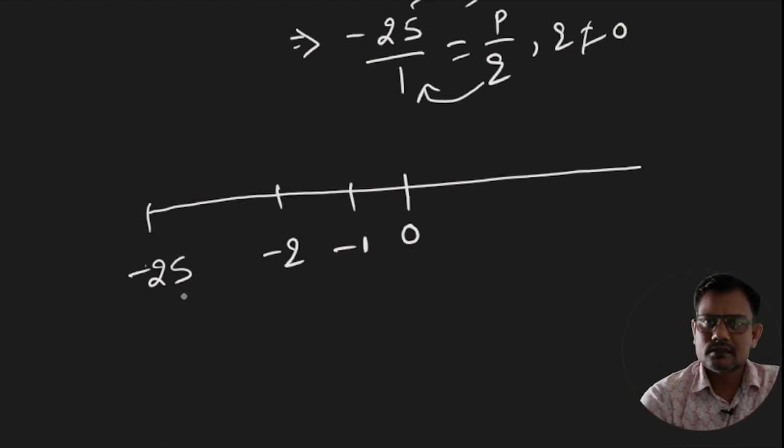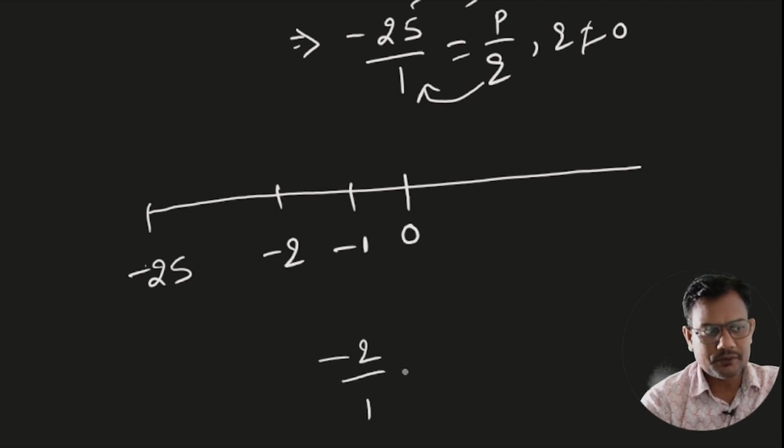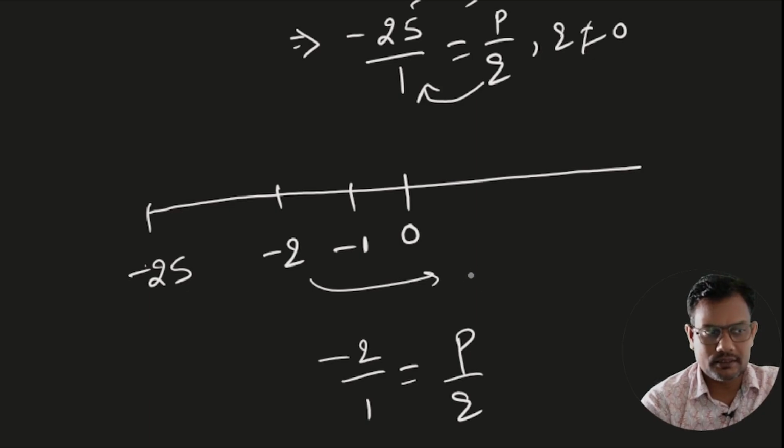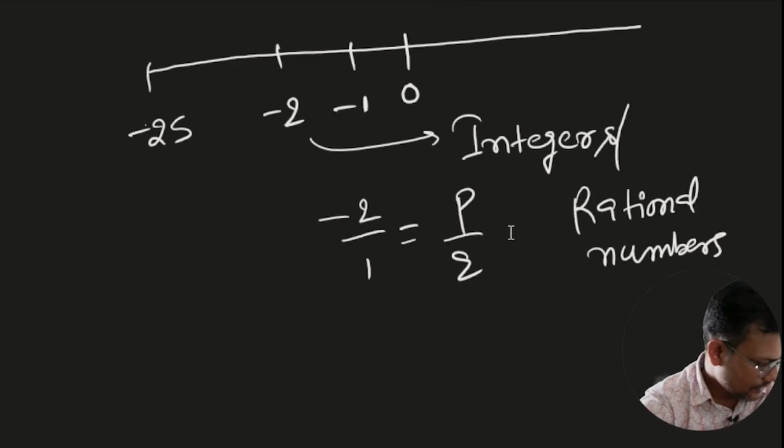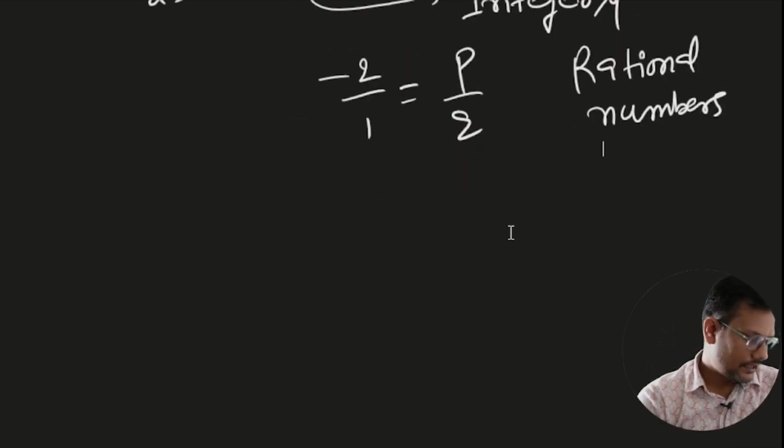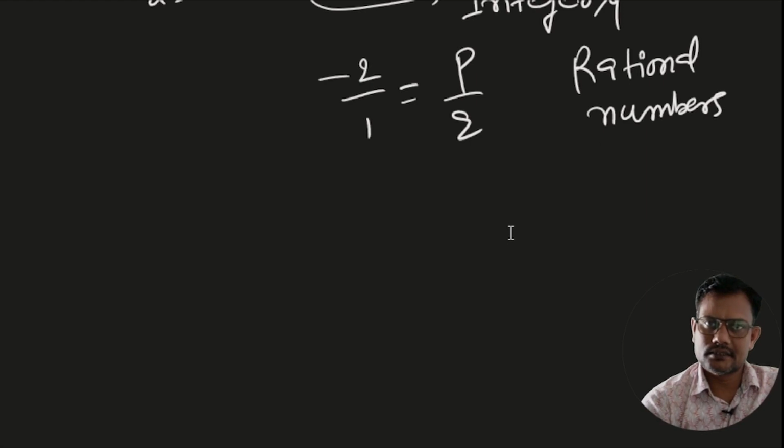Rational numbers also include the natural numbers, whole numbers and integers as well. See, -2 can be written in the form of p by q, so that means -2 is an integer as well as a rational number, right. Therefore rational numbers also include the natural numbers and integers.